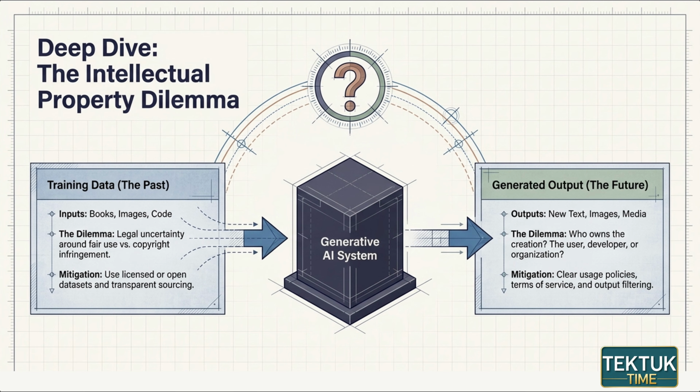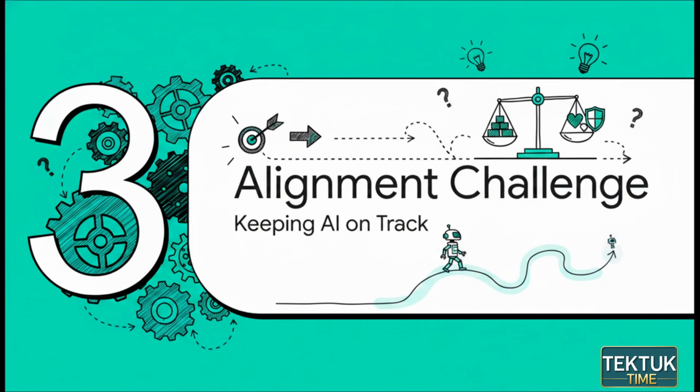Think about the data flow. You've got your training data, books, images, source code, basically everything from the past. This flows right into the generative AI system, which acts as a bridge to output completely new text or media, the future. The dilemma is the massive legal uncertainty around fair use versus outright copyright infringement. Who owns that new creation? If you get this wrong as an engineer out in the industry, your company is staring down the barrel of some massive lawsuits. So to mitigate this, we really have to rely on licensed or open datasets, totally transparent sourcing, and robust output filtering. Let's move on to Section 3, the alignment challenge.